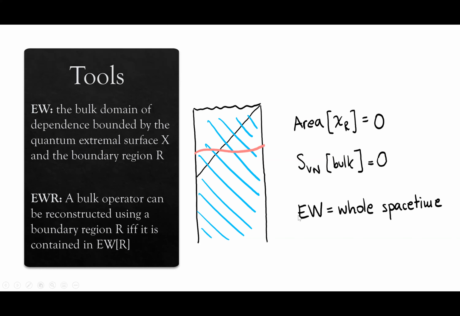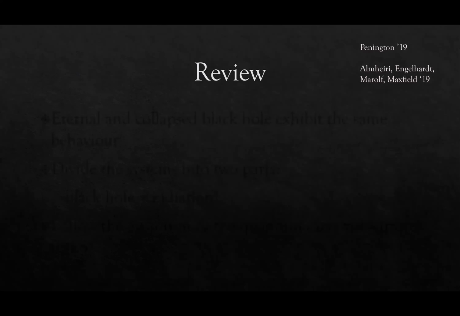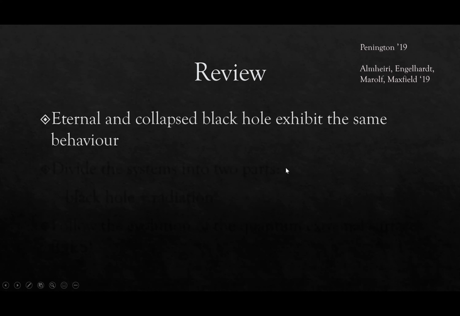Good. So now that I have introduced these tools, I'm going to review some relevant papers from May. The relevant papers were by these authors, Penington, Almheiri, Engelhardt, Marolf, and Maxfield. Both of these papers are looking at black holes. However, Penington was looking at black holes made from collapse, and these authors here were looking at eternal black holes. But they exhibit the same behavior in the sense of the information paradox and the firewall paradox, and so we're not going to make any distinction here with respect to that.